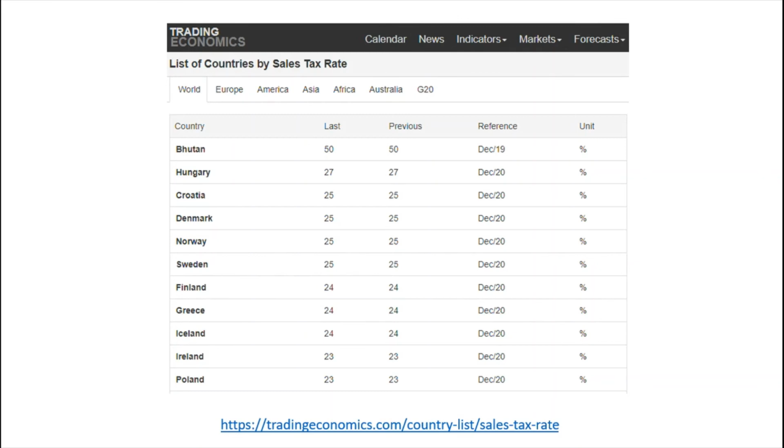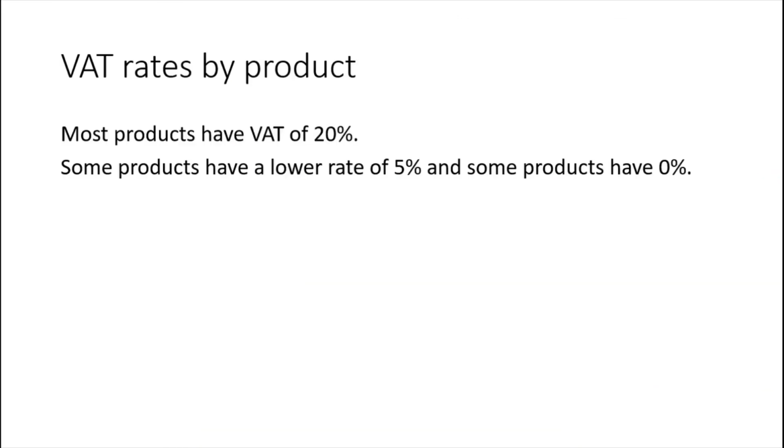If you're interested, check out the link on Trading Economics, which will show you the different rates of sales tax by country. Most products have VAT of 20%. Some products have a lower rate of 5%, and some products have 0%. You don't have to have detailed knowledge, but it's useful to be aware of the fact that VAT has a couple of loopholes for different products.